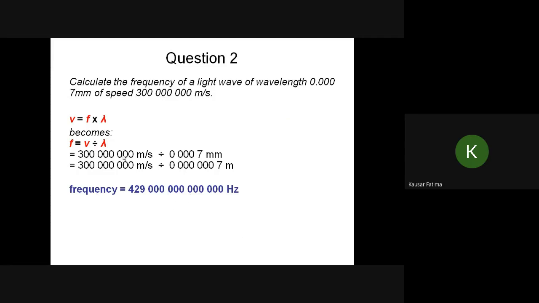How do we know that this is in air? Because the speed is 3 × 10^8 meters per second. The answer is 4.9 × 10^14 hertz if you write it in scientific notation. So all the colors of light have frequencies of the order of 10^14 hertz.